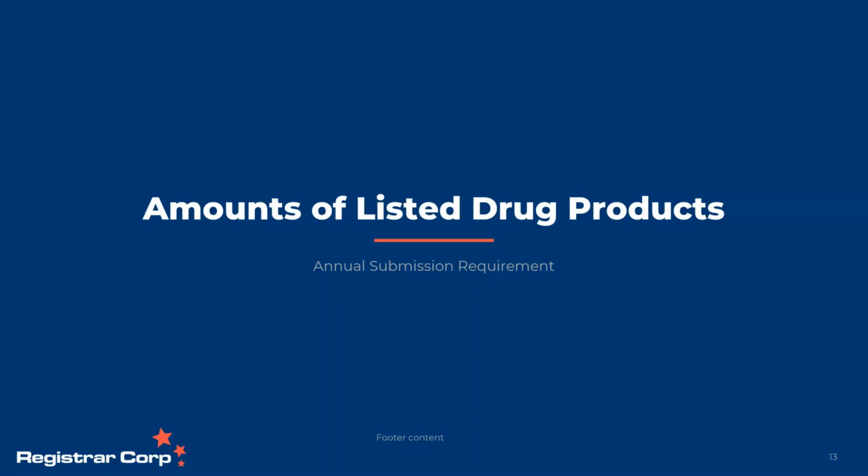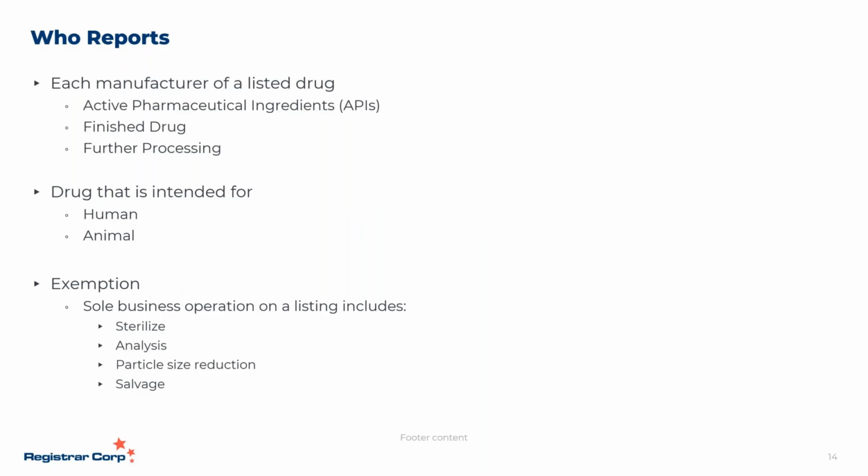A new annual submission requirement for manufacturers of drug products: amounts of listed drug products. A company is required to report to FDA if it is a manufacturer of a listed drug, including an active pharmaceutical ingredient, finished drug, or a drug that requires further processing. It is required for both human and animal drugs per the CARES Act.